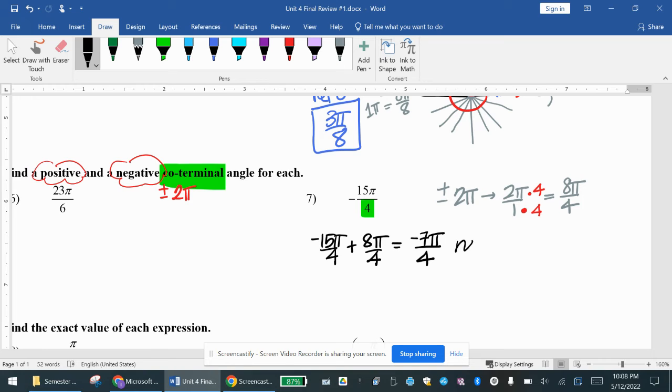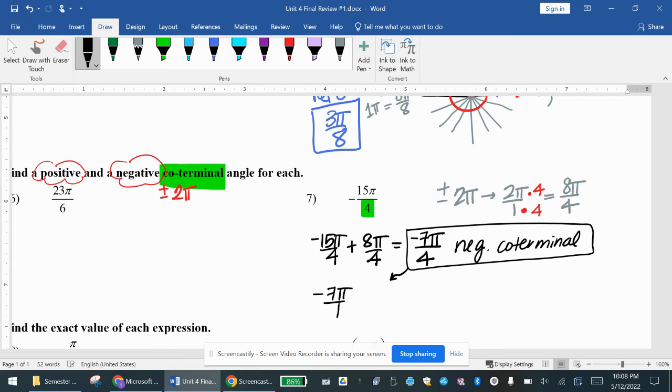So I've actually found a negative coterminal. I'm trying to find a positive coterminal, but by accident I found a negative coterminal. What I'm going to do now is take that negative 7 pi over 4 and keep adding 8 pi over 4 until I get a positive answer. Originally when I added 8 pi over 4 to negative 15 pi over 4, I was hoping to get a positive, but it wasn't enough. So then you just got to keep adding 2 pi until you get a positive. So negative 7 pi over 4 plus 8 pi over 4 is 1 pi over 4, and that is a positive coterminal.